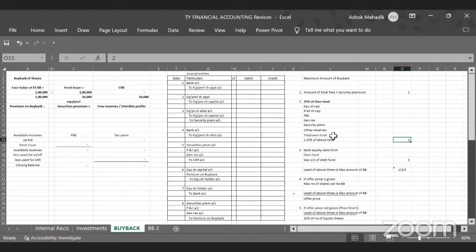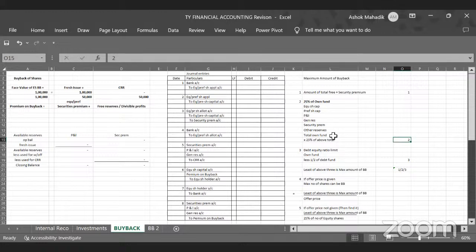So you can buy back a maximum of the least of these three. So 1, 2, 3, these three figures will be there. The least of these amounts will be the maximum amount of buyback which a company can make. Is this clear, students?